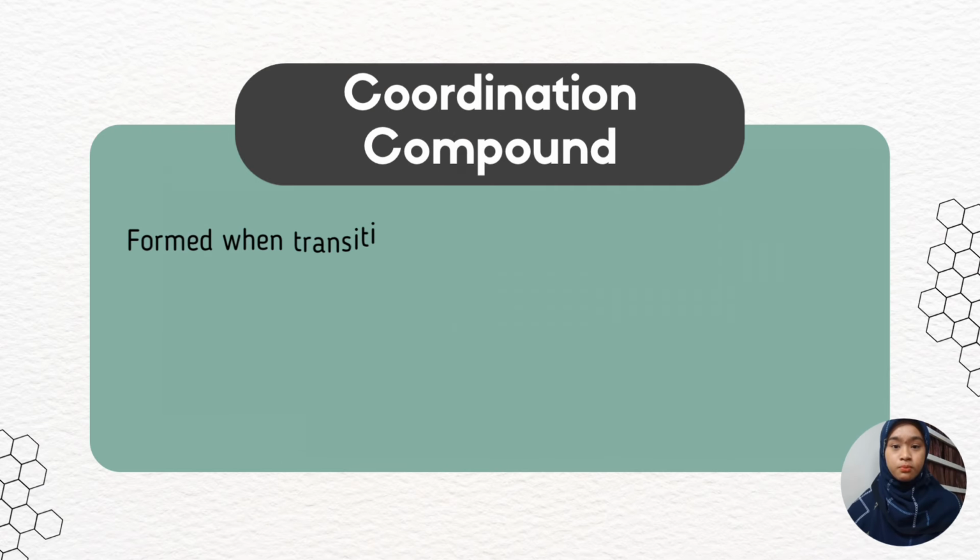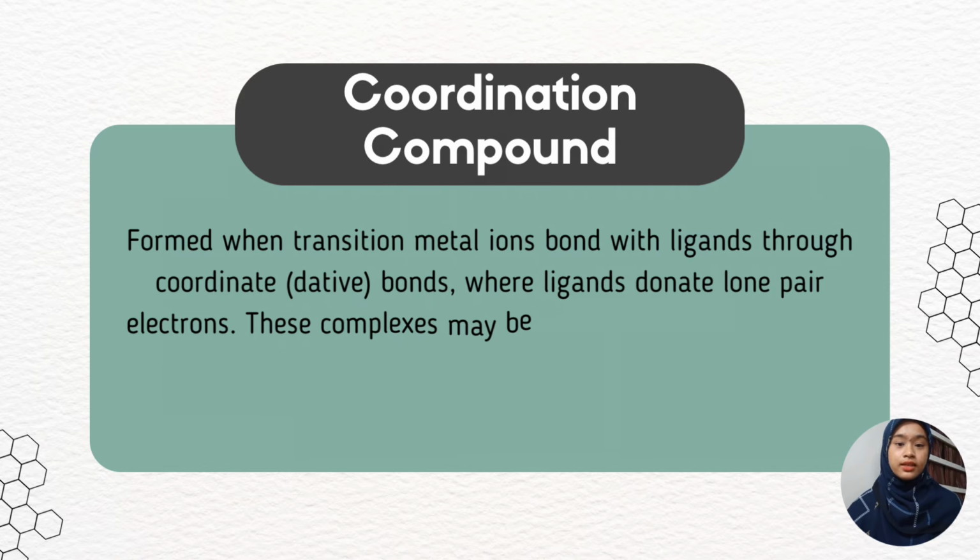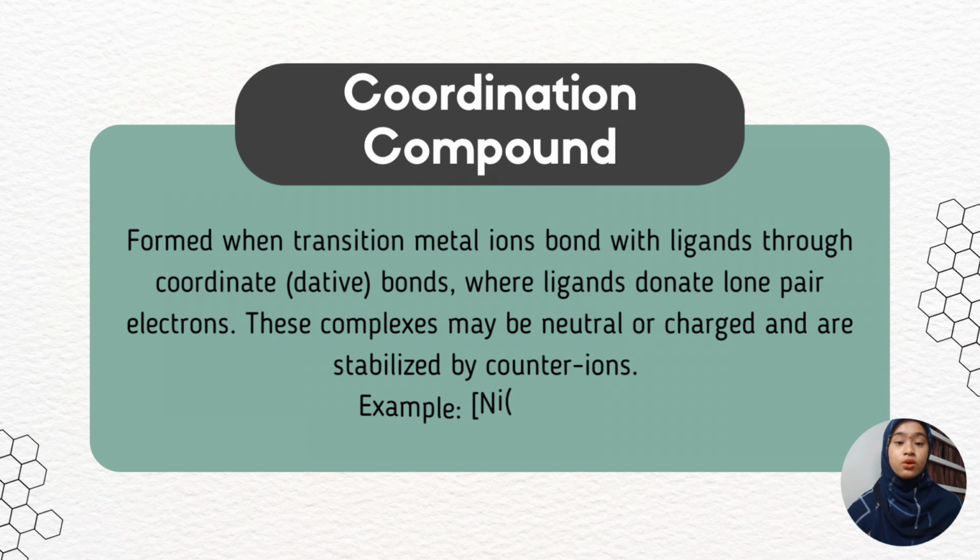Next, coordination compounds. Coordination compounds are compounds formed when transition metal ions bond with ligands through coordinate or dative covalent bonds. Ligands can be atoms, ions, or molecules, and they donate a lone pair of electrons to the metal ion to form the bond. These complexes can be neutral or charged, and charged complexes are stabilized by counter ions. For example, [Ni(NH3)4]2+. Nickel is the central metal ion and ammonia acts as the ligand.